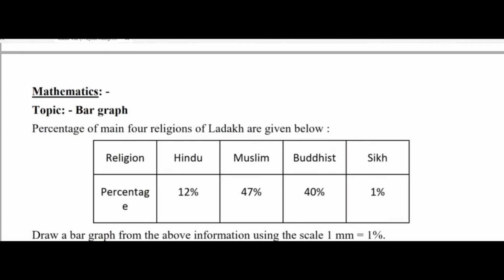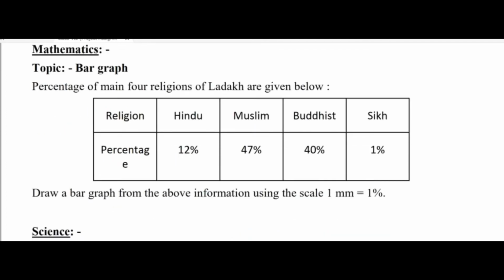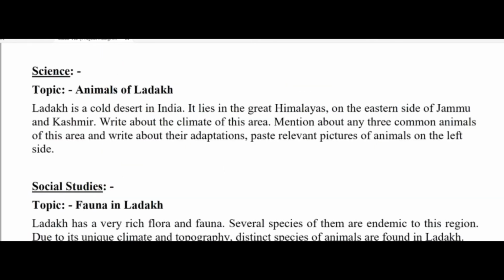Now I am going to explain your mathematics project. At the top of the ruled page, you will write mathematics, then you will write topic bar graph. Here you can see that one data is given, that is percentage of main four religions of Ladakh are given below. By using this information, draw a bar graph using the scale 1 millimeter equal to 1% on the left hand side, that is on the white page of your project copy, and make this table on the right side of your project copy.